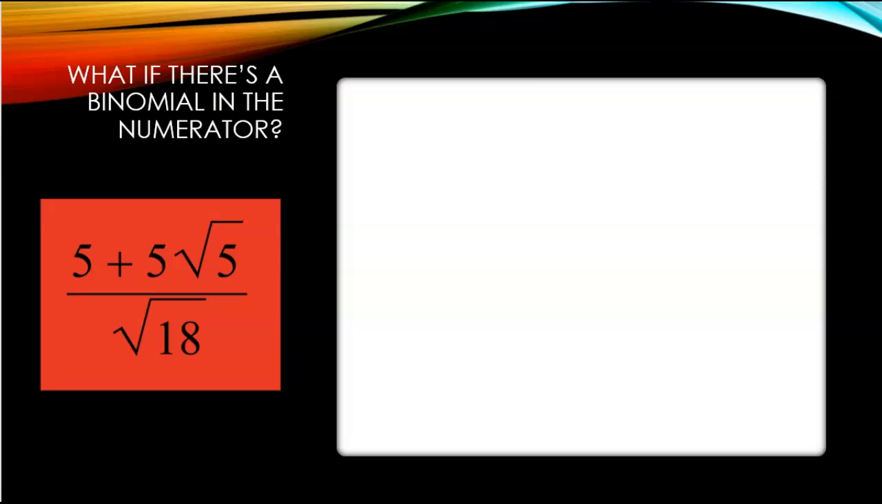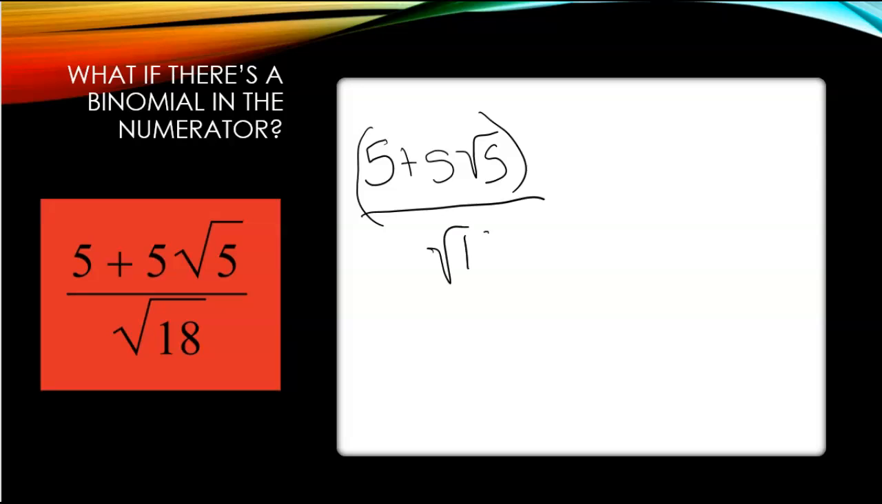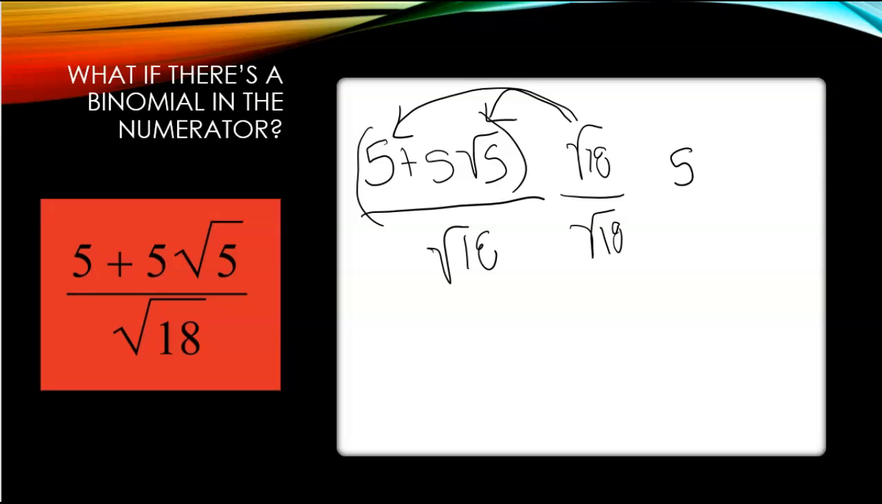Okay, let's try another one. This one only has the radical in the bottom, so we're going to have to distribute that radical to both terms on the top, right? So we've got 5 plus 5 radical 5. And I'm going to put that in parentheses so I don't forget to get to both of them. And radical 18. So I'm going to multiply the top by radical 18. And I'm going to multiply the bottom by radical 18, right? This is going to distribute, going in reverse. 5 times radical 18 is 5 radical 18.